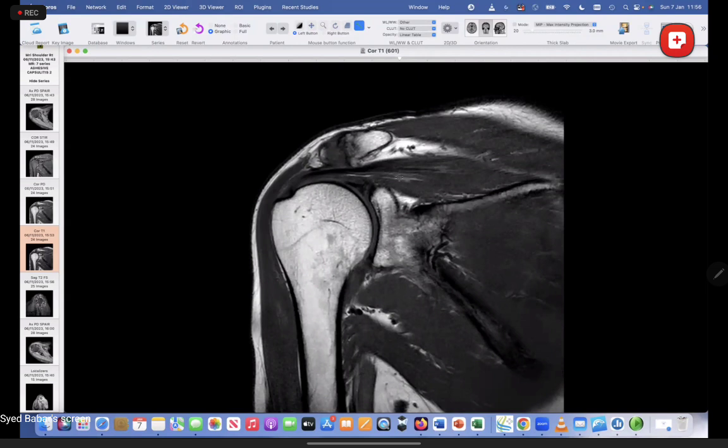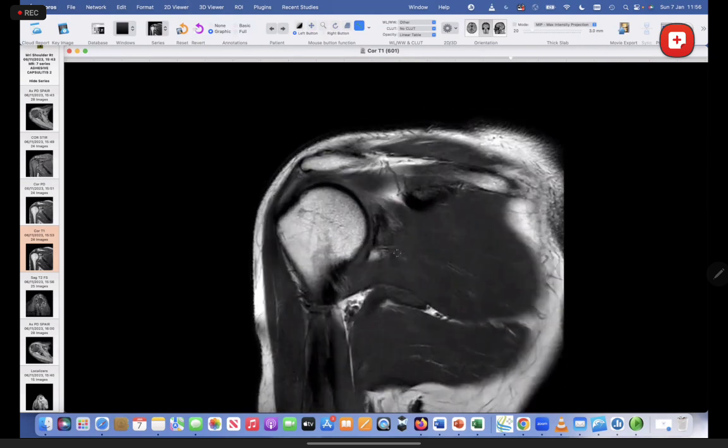This you'll only pick up on T1 weighted sequence. You won't pick up on the T2 weighted sequences. You won't pick up on ultrasound. You won't pick up on anything else. So this is a very good sequence to pick that up.